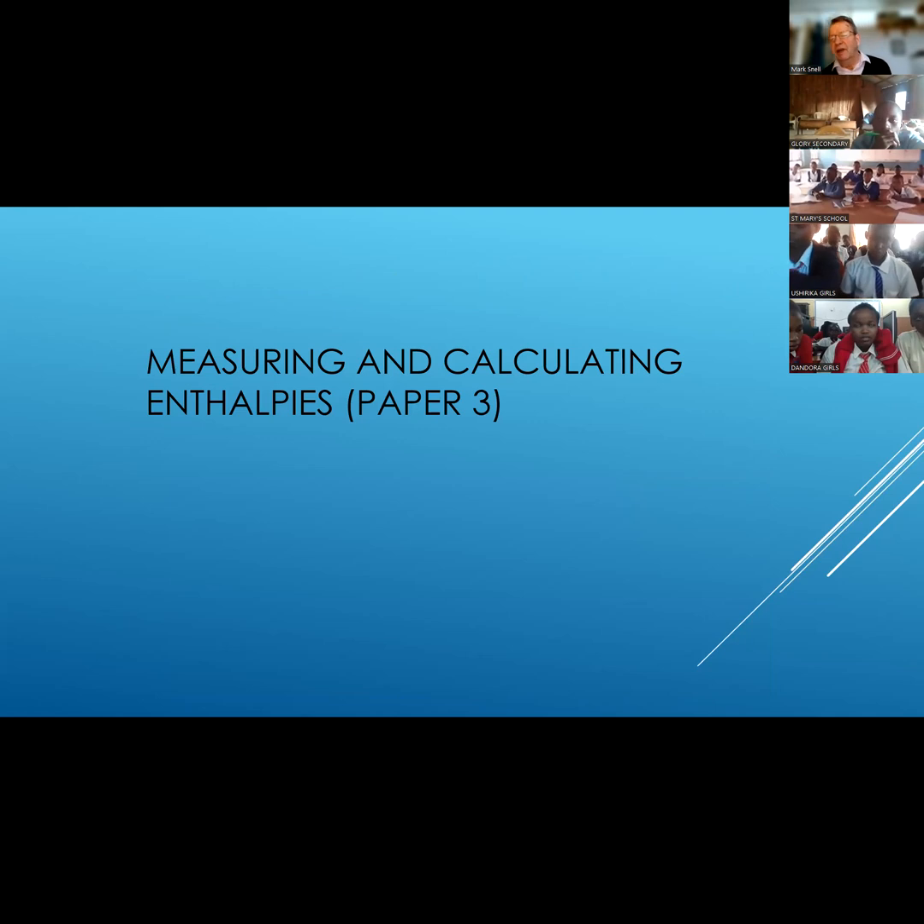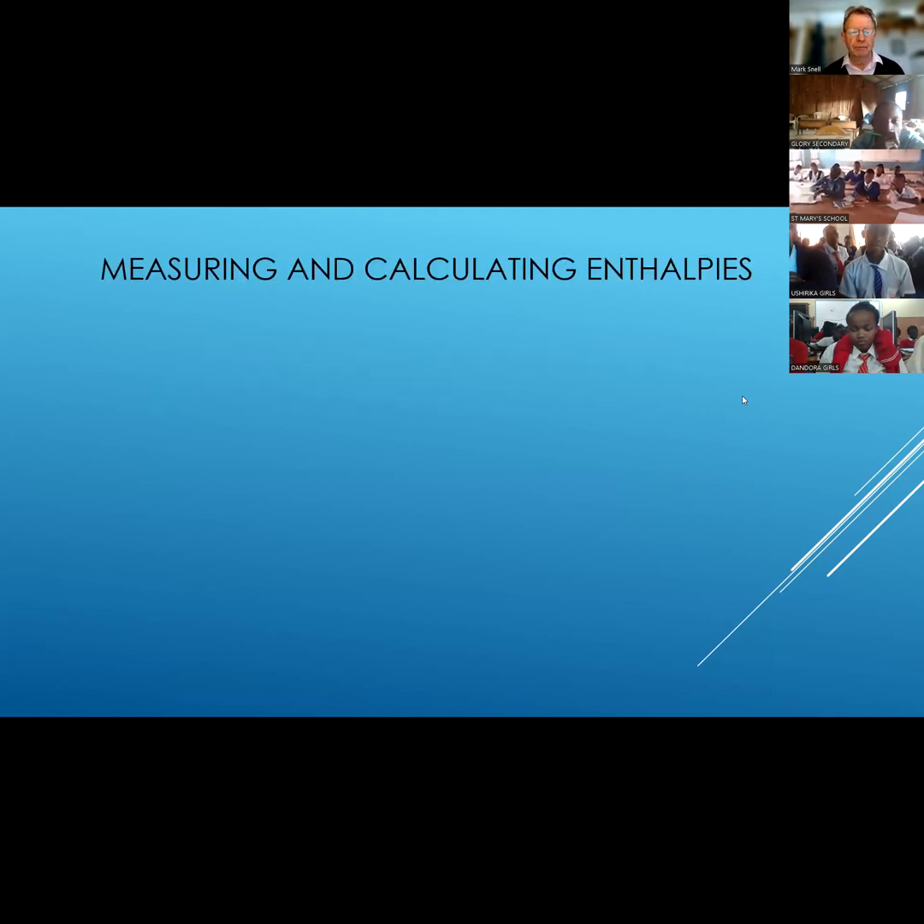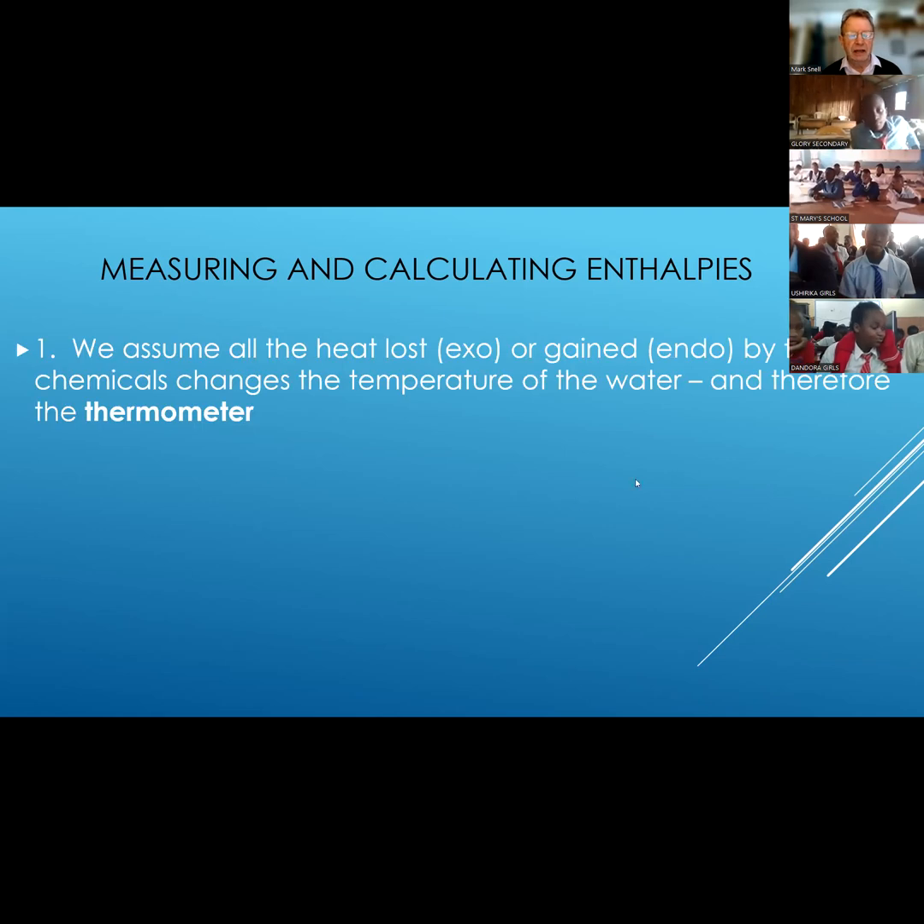Okay, the last bit of enthalpy is about measuring and calculating enthalpies. It can come up as a practical, and I will show you a practical in a minute, but it's about measuring them and calculating them, and you will need your graph paper in a moment. So here we go. This is about exactly that.